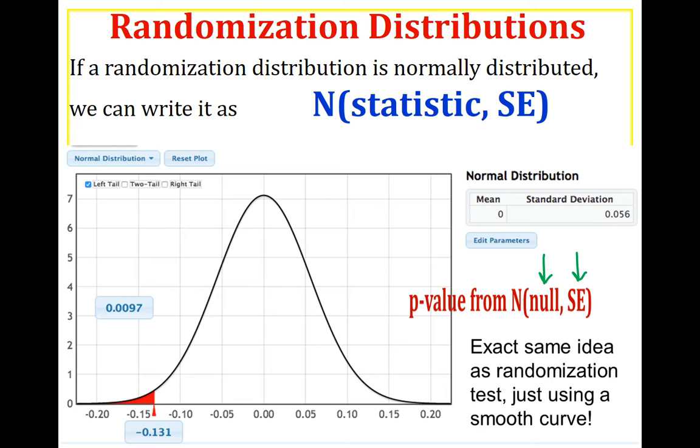And remember, in StatKey, you can use your edit parameters to change your mean and your standard deviation. Don't forget, if you want to go lesser, you have a left tail design. And remember, here's your p-value from your statistic. And that statistic came from P1 minus P2 in this particular case.